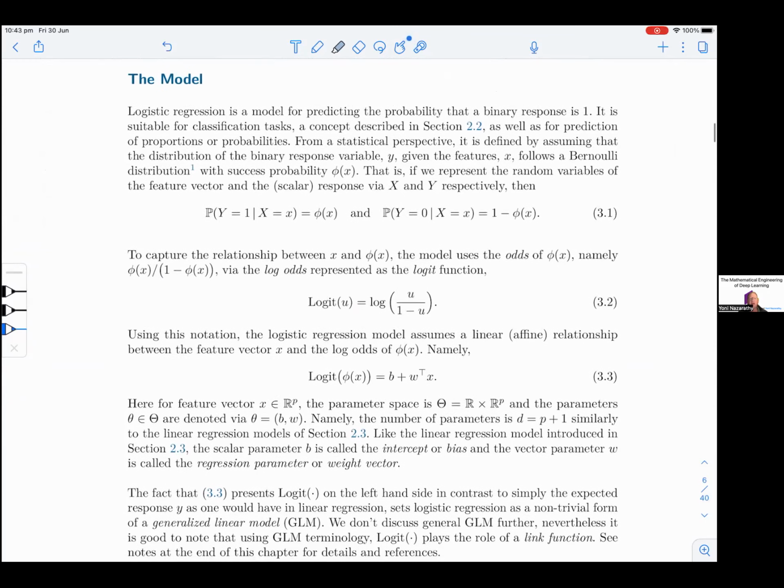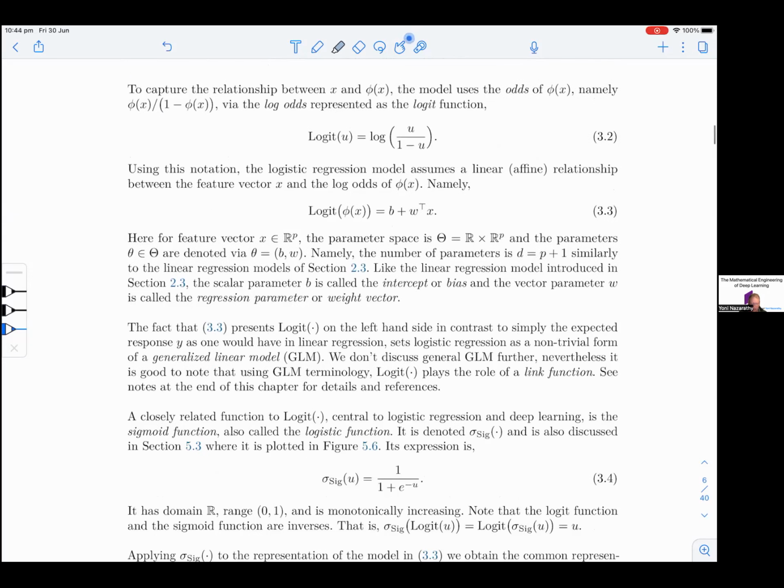The model. Logistic regression is a model for predicting the probability that a binary response is 1. It is suitable for classification tasks, a concept described in section 2.2, as well as for prediction of proportions or probabilities. From a statistical perspective, it is defined by assuming that the distribution of the binary response variable, y, given the features x, follows a Bernoulli distribution with success probability phi of x.